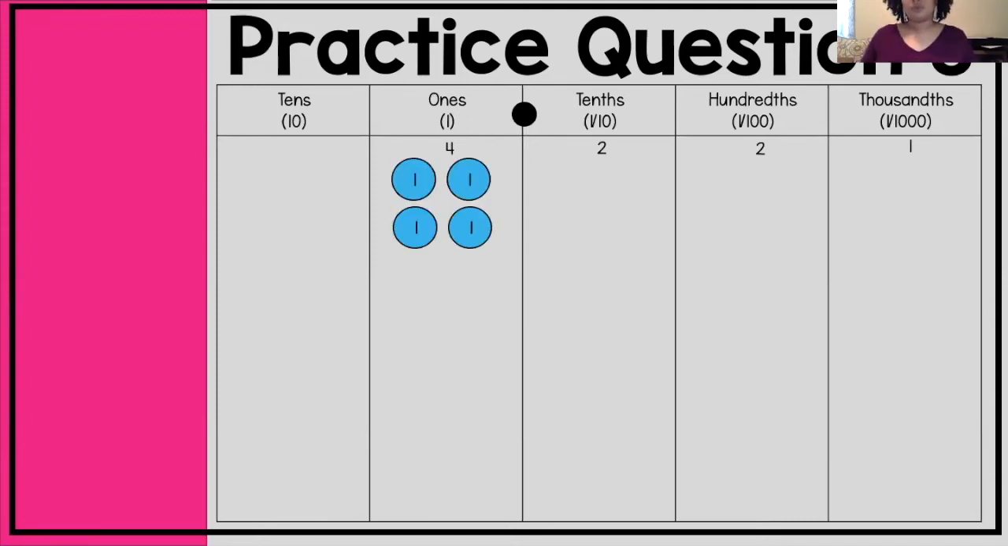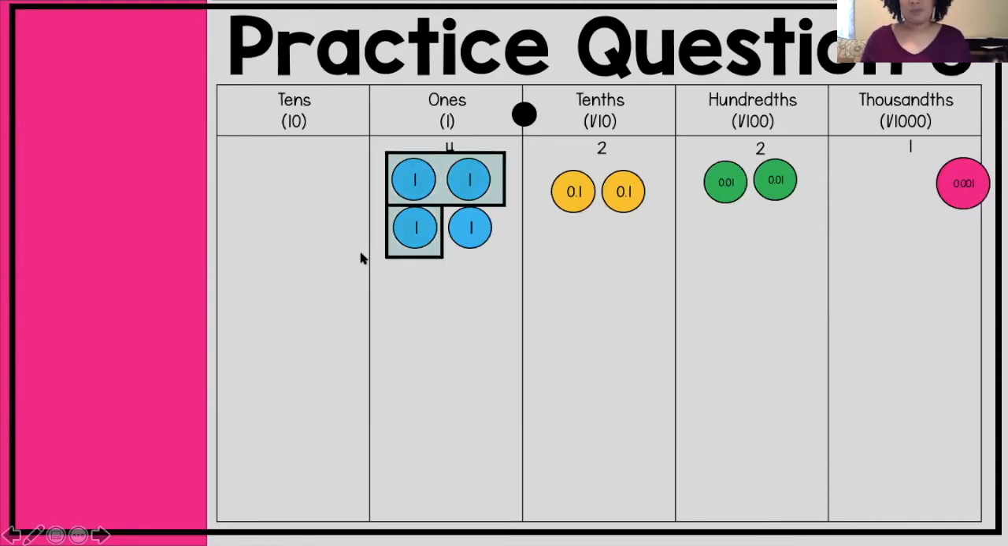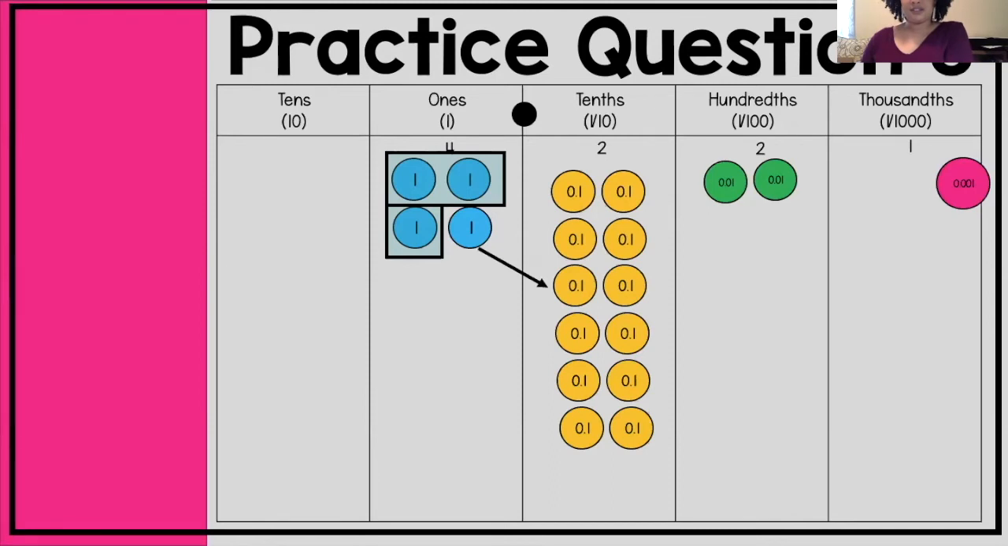So I have 4 ones, 2 tenths, 2 hundredths, and 1/1000th. All right, now let's see. We're dividing by 3. So I need to see, starting in my ones place, if I can make any groups of 3. I have made one group of 3. And you see, I have one friend left over, and he can't just sit there by himself. We're going to rename him as 10 tenths.